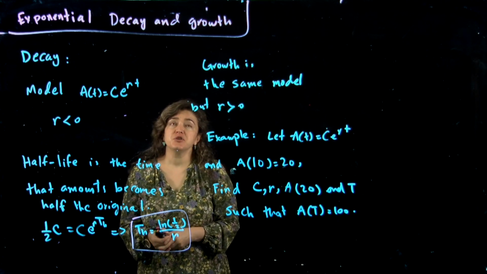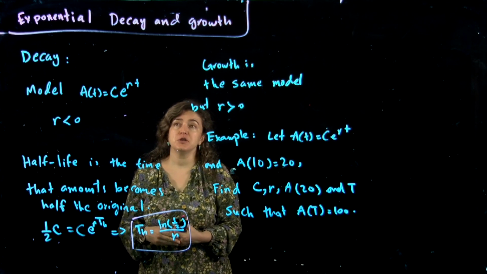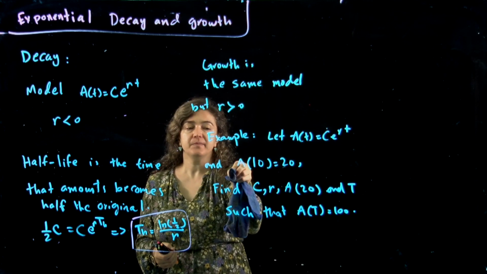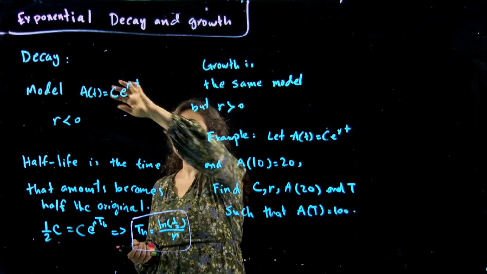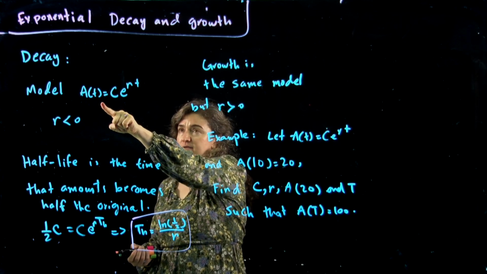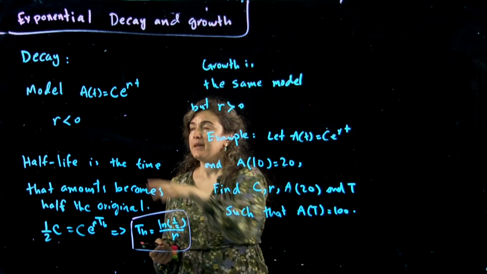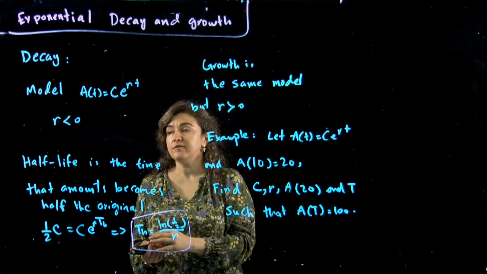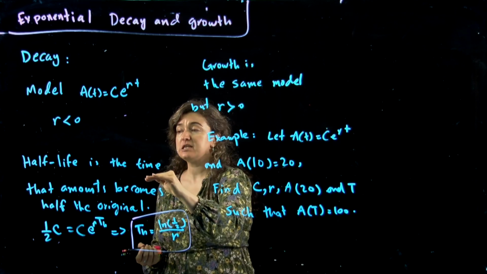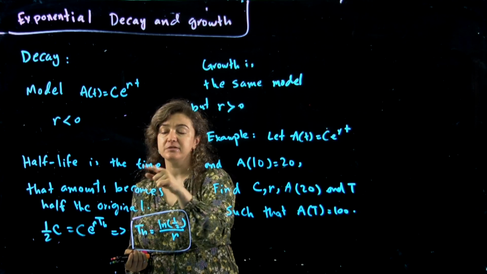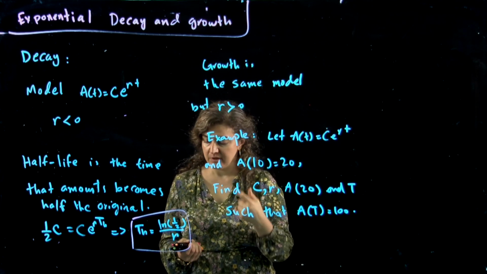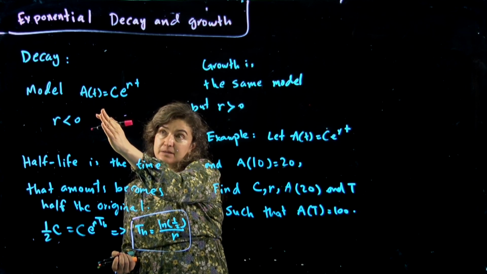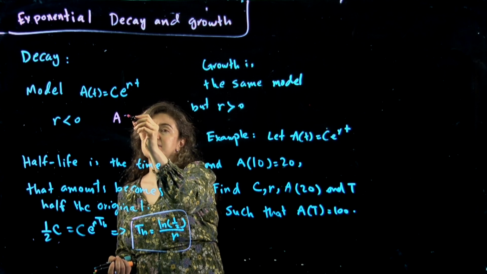We're discussing exponential decay and growth, and usually this entails some word problems. First, let's talk about the model. Exponential decay follows a of t equal to c e to the power rt when r is less than 0. When we're talking about exponential decay, often we talk about half-life. Half-life is the time that the amount becomes half the original amount. Original amount means the amount at time 0.